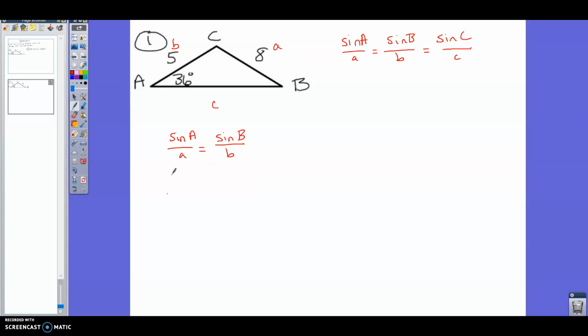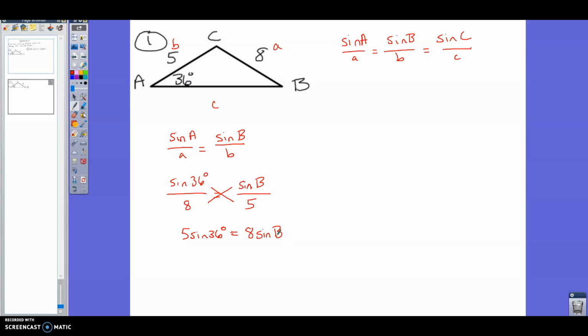So we're going to fill out everything they gave us. Angle A is 36 degrees. Side A is 8. We're trying to find angle B, so we're going to leave capital B alone. And then side B is 5. So what we want to do is cross multiply. So we have 5 sine 36, and when we cross multiply on the other side, we get 8 sine B.